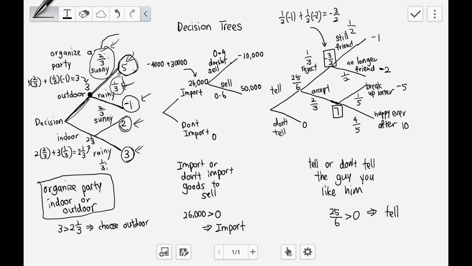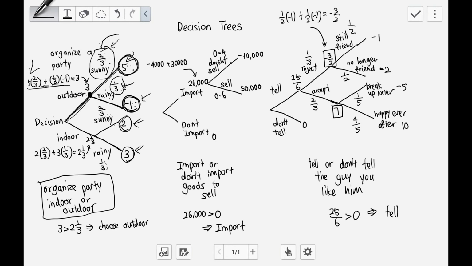Because there's a 2/3 chance of my utility being 5, I'll take 2/3 times 5, plus the possibility that it will be a rainy day. So 1/3 multiplied by the utility of a rainy day, 1/3 times -1. When I add these two together, I get 3. So I score 3 here. The outdoor decision has an expected return of 3.